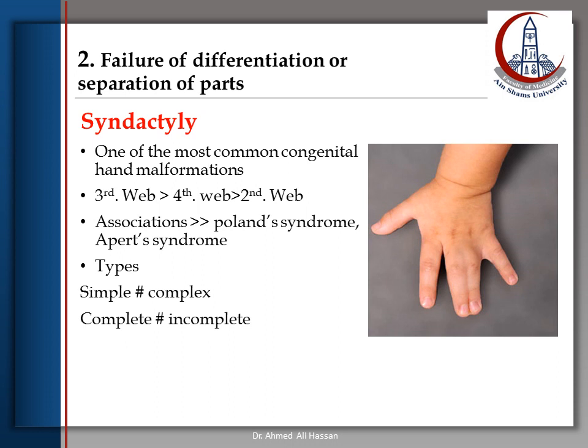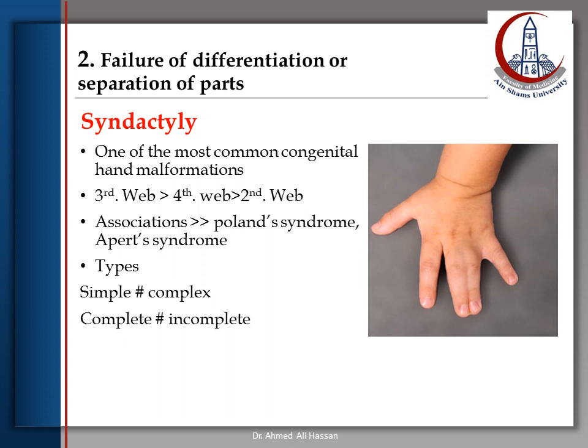The second type of congenital anomalies is due to failure of differentiation or separation of parts. Failure of separation of parts is syndactyly. Syndactyly is when two digits are amalgamated or attached to each other, and it is one of the most common congenital hand malformations. It occurs most commonly in the third web, the second most common is the fourth web, and lastly the second web.